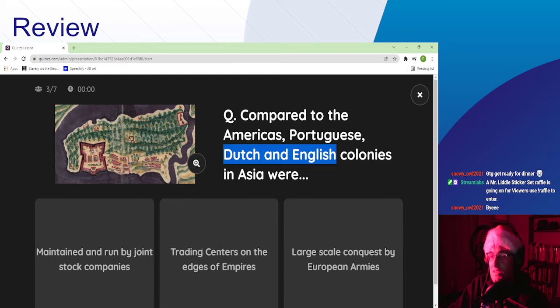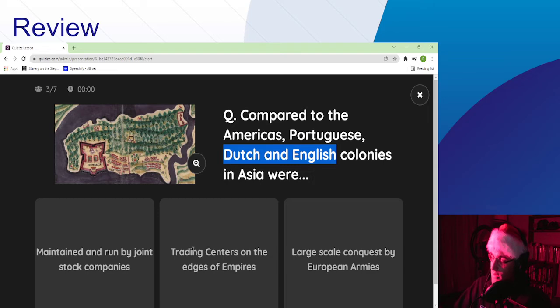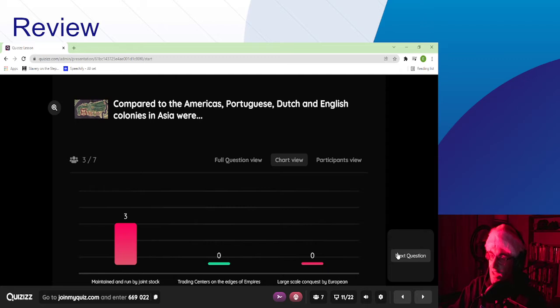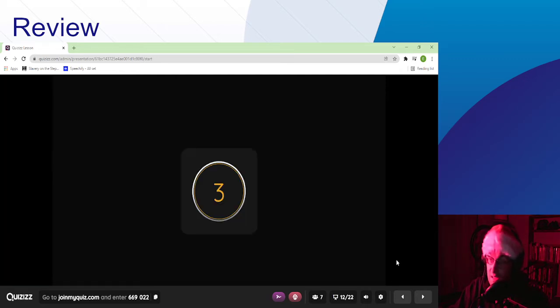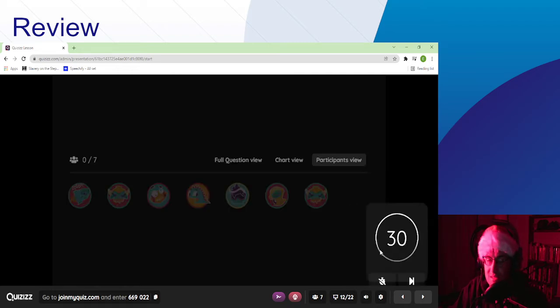It's important to know that in Asia, because there were already these big established states, you couldn't exactly have giant conquests going on because you had these big empires, right? You know, the Portuguese got the little port city of Macau, but they weren't going to topple the Ming Dynasty. They didn't have the manpower or the ability to do that. All right, next question.